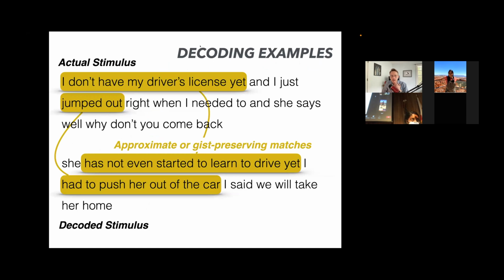Here. So yeah, really, again, the model is bad at knowing who did what. There's one thing that's a bit of a head scratcher to think about here, which is, when the stimulus says "I don't have my driver's license yet," that's the narrator of the story referring to themselves, right?